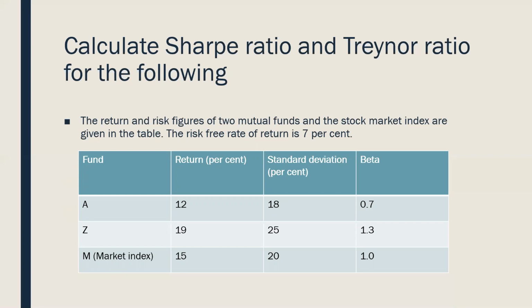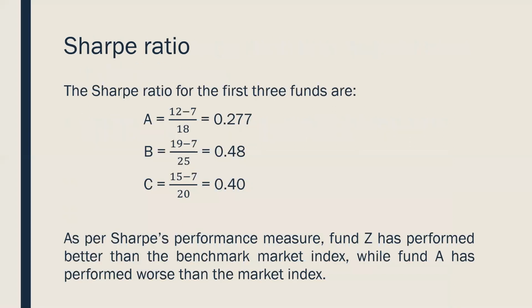So our benchmark is the market index. A and Z are the portfolios that we have created. RP is the values given in the second column. RF is 7. Standard deviation for calculating Sharpe's ratio, which will be the denominator, is given in the third column. And the beta value, which will be the denominator in Treynor's ratio, is given in the fourth column.